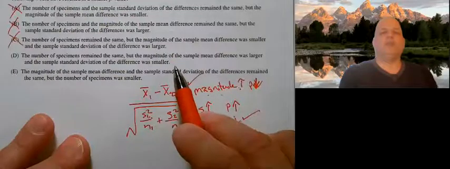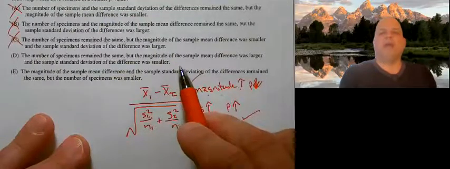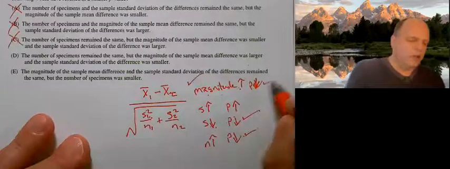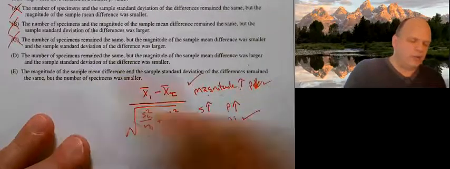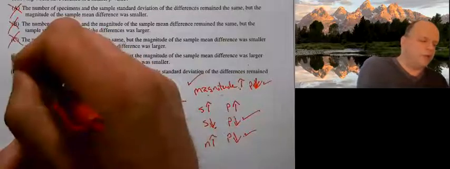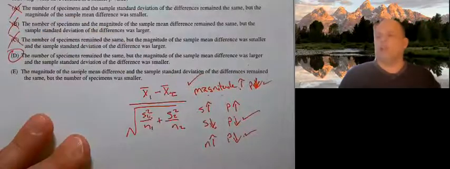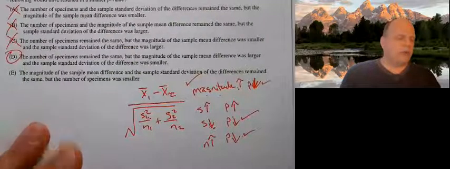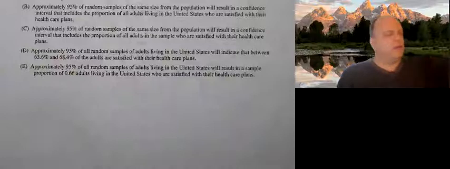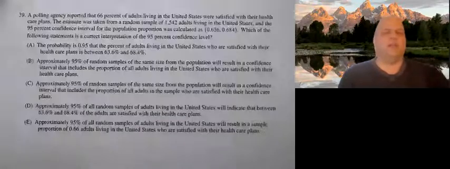The number of specimens remained the same, but the magnitude of the sample mean difference was larger. That's good. And the sample standard deviation was smaller. And we definitely want the sample standard deviation to be smaller, which is D. So 38 does work. All right, so 38 does satisfy. Okay, on to number 39.